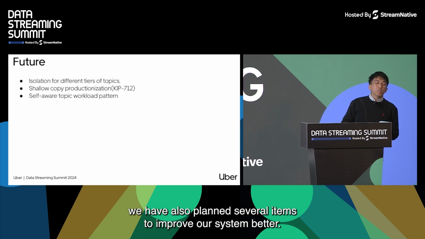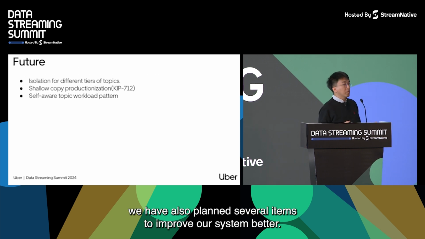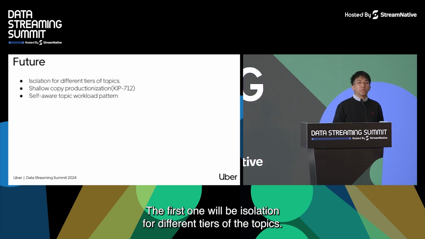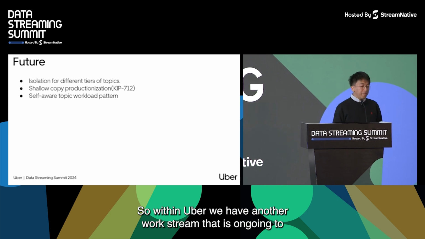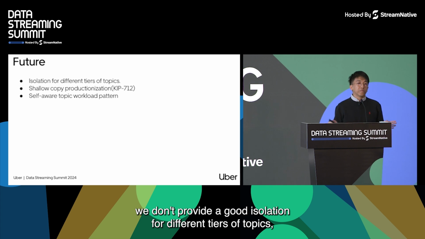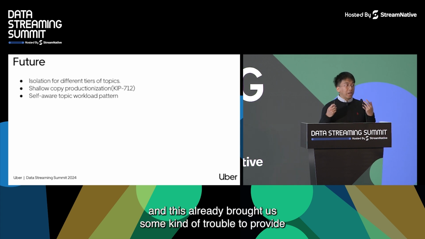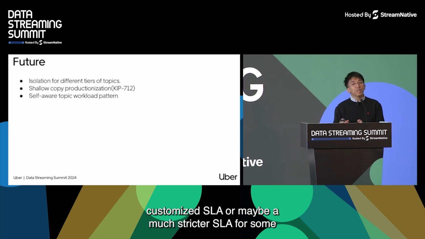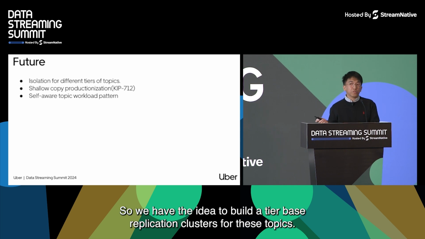In terms of the future, we have planned several items to improve our system. The first one is isolation for different tiers of topics. Within Uber, we have another ongoing work stream to identify the tier of each topic. But currently, for our replication story, we don't provide good isolation for different tiers of topics. This has brought us some trouble in providing a customized or stricter SLA for some topics. So we have the idea to build tier-based replication clusters for these topics.